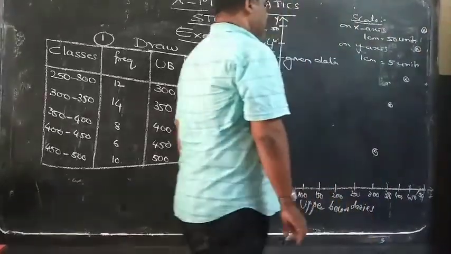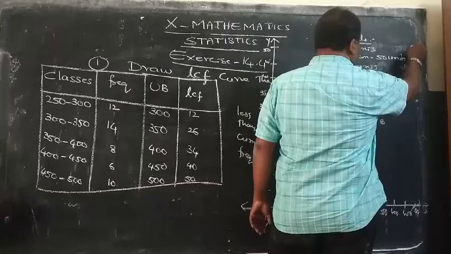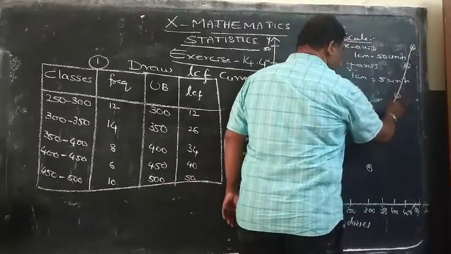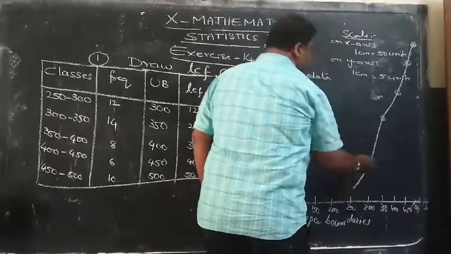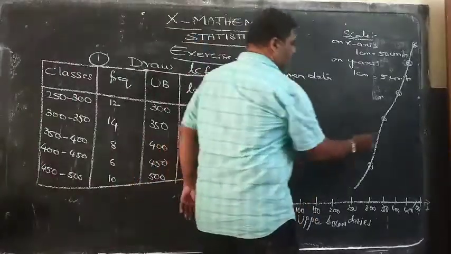So like this. Now we should join these points without a scale. It is called a curve, so we should not use a scale. So without a scale we have to join them. This is the less than cumulative frequency curve.